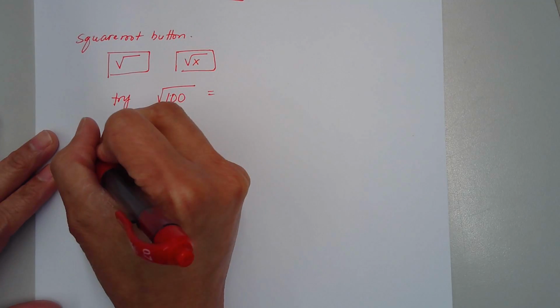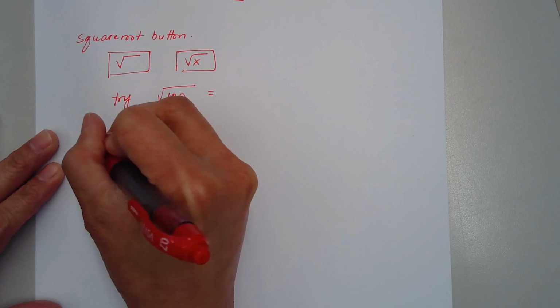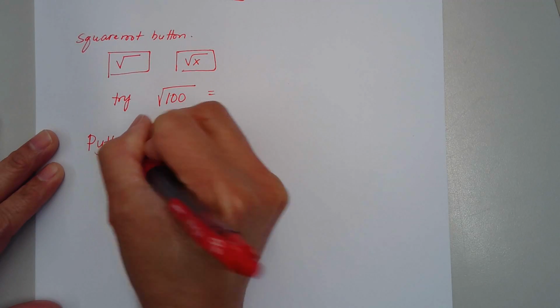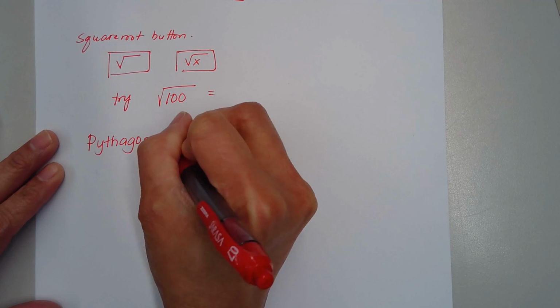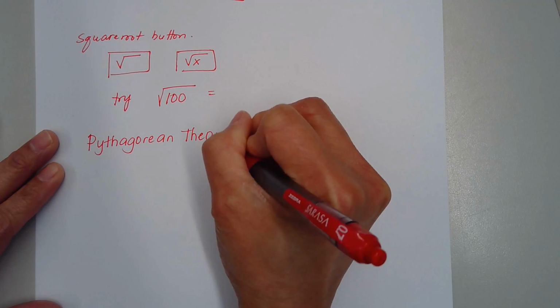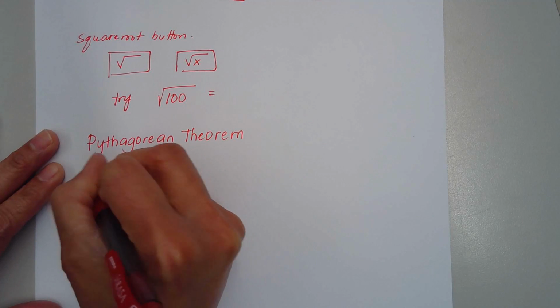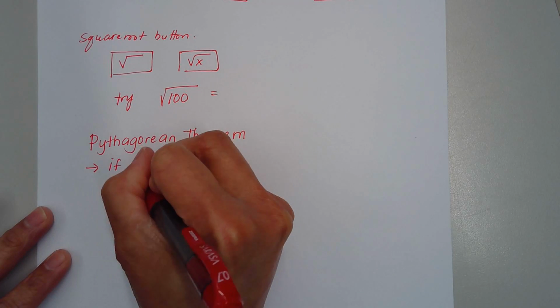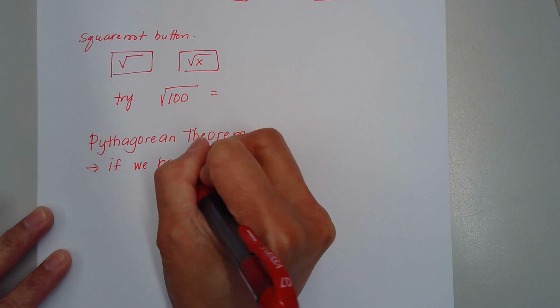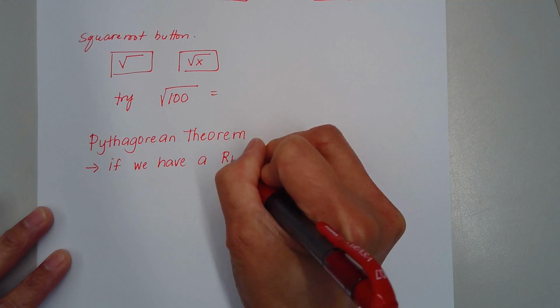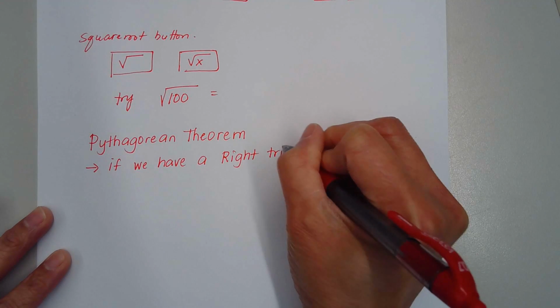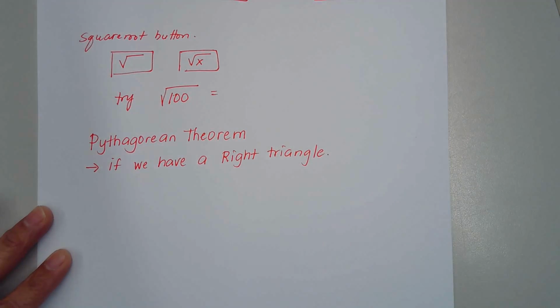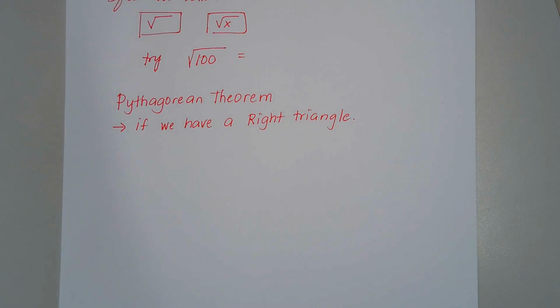And what does the Pythagorean theorem do? You may write this down in your notes. Pythagorean theorem: this is used if we have a right triangle. Well, somebody's going to ask, what is a right triangle?